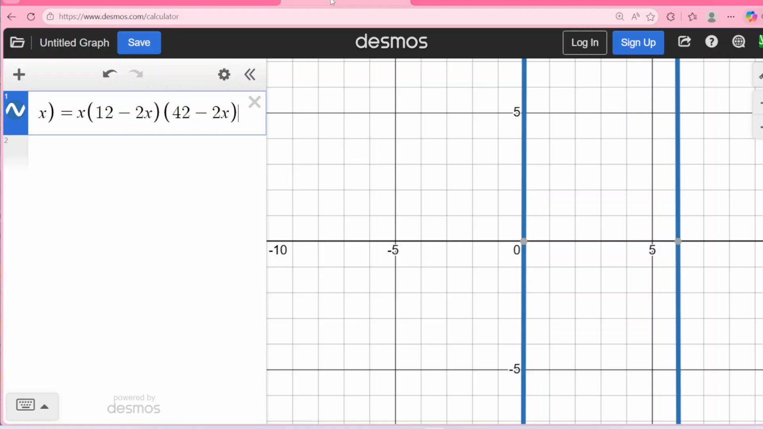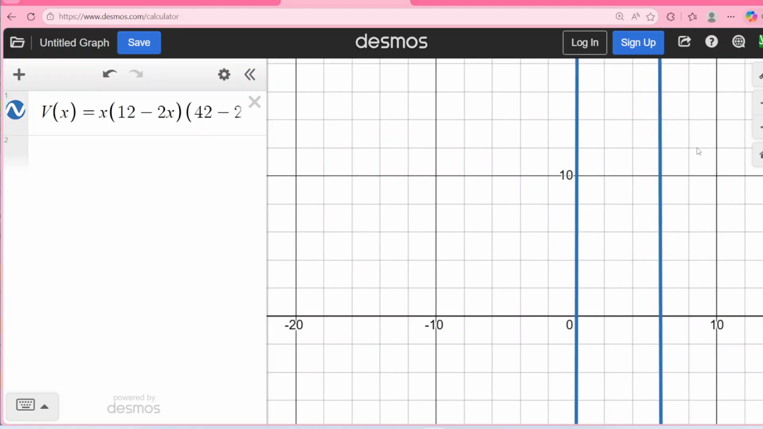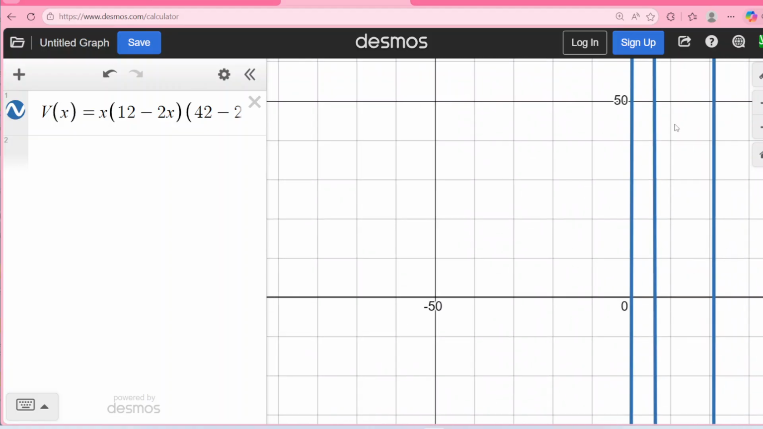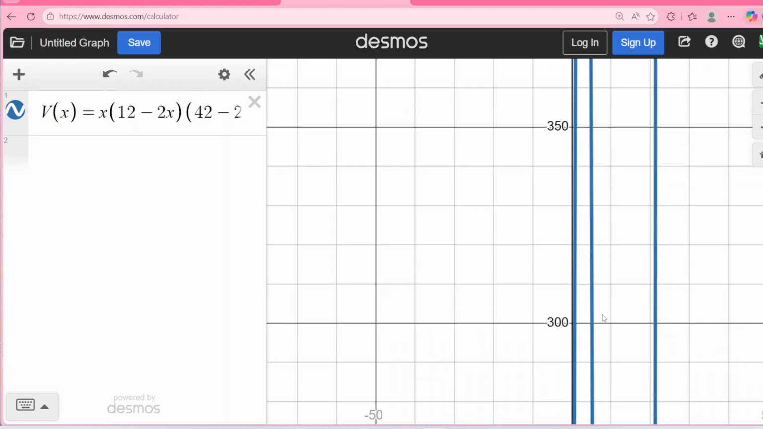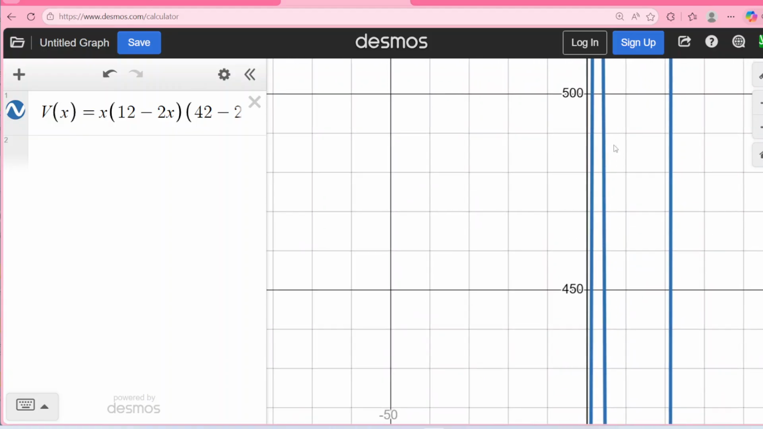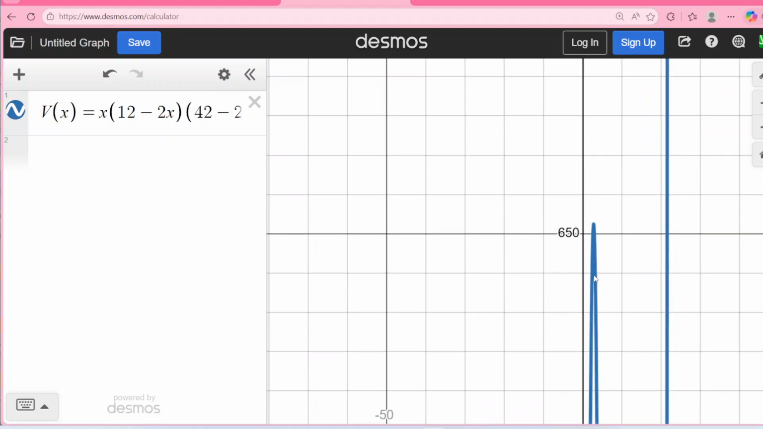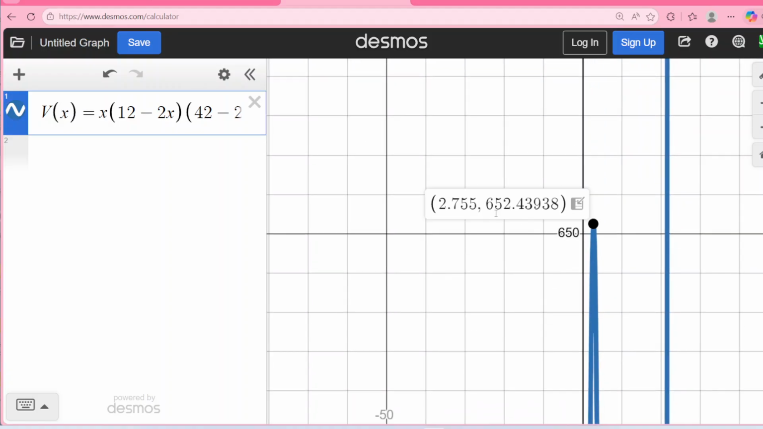And that would be the volume of any box I made. And of course, it would have to be restricted from 0 to 6 because one of the sides is only 12 units long. And let's find our maximum here, right? Let's go to the top of this hill here. Pretty high. There it is, right? So the maximum volume possible is when I cut squares of this size, 2.755 by 2.755 inches out of the corners.